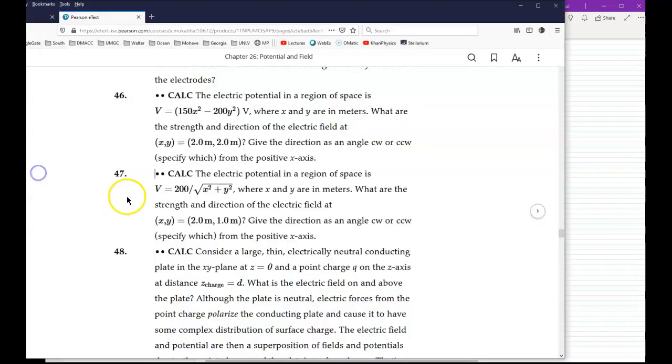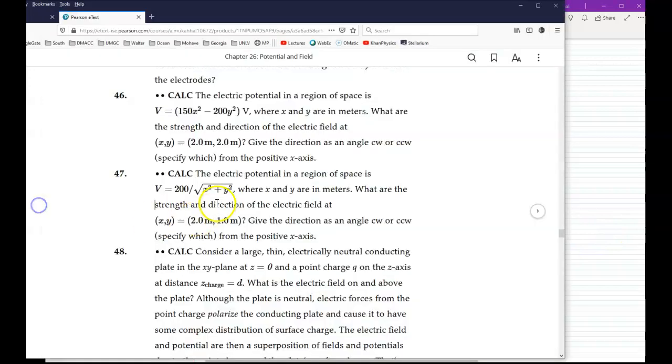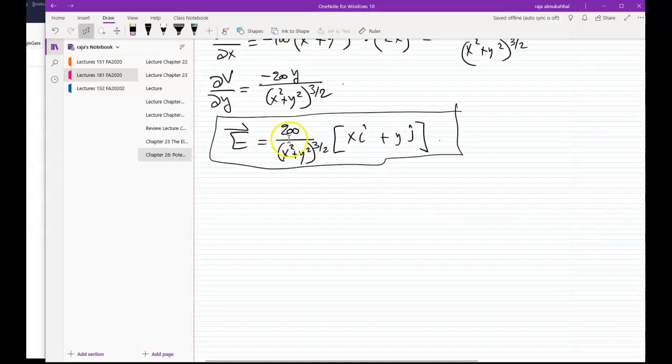The second part, what is he asking for? What are the strength, the magnitude, and direction of the electric field at this point? Here's the magnitude right here. We want to plug in to get the magnitude and direction. This is basically the equation to describe it. So now I want to get the magnitude and direction.